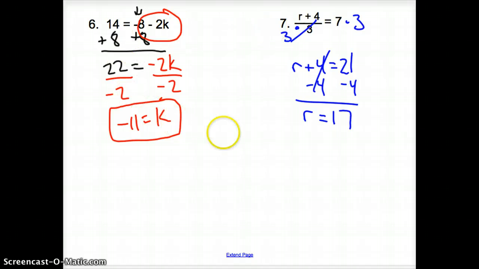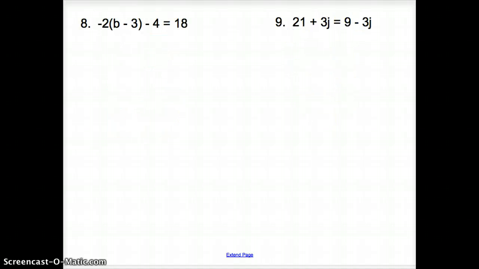And now guys, when we have these two-step problems, this is how I want you to show your work. If you want to work from left to right, that's fine, but I do need to see your work on two-step or solving equations. Let's try some more.